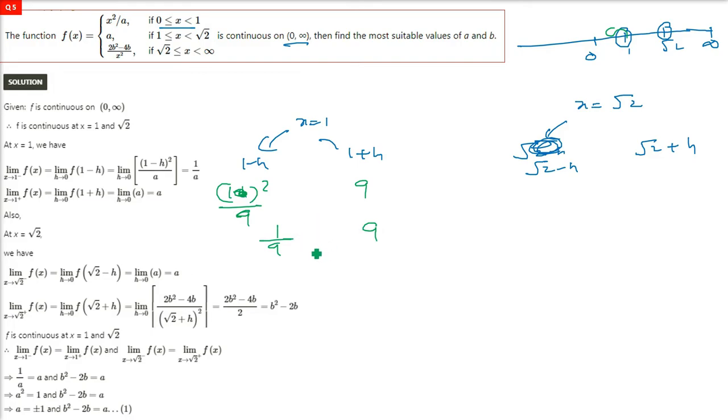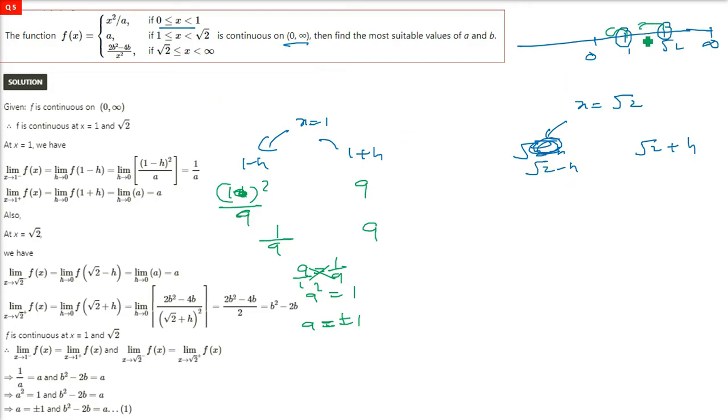What I am trying to suggest is LHL is equal to RHL. So a is 1 by a square equals 1. So a will be equal to plus minus 1. A will be under root 1, and always when you take the square, it can be minus and plus because it is even power. Now coming to the right hand side.